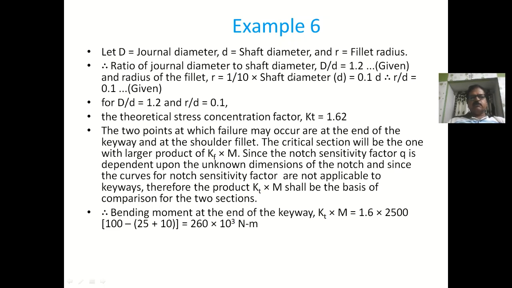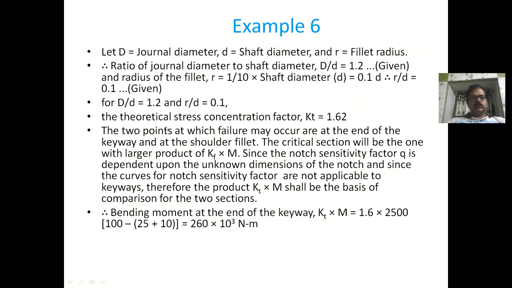Ratio of journal diameter to the shaft diameter, capital D by small d, is 1.2, and radius of the fillet is 1/10 of the shaft diameter, that is 0.1d. So hence you can take it as R by d is equal to 0.1. So D by d is 1.2 and R by d is 0.1. The theoretical stress concentration factor is 1.62.